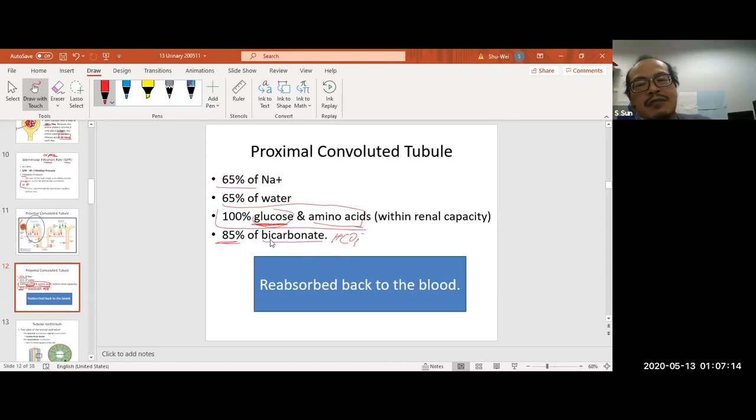We probably didn't really think about it, but bicarbonate is also considered a valuable substance in our body, because our body needs a buffer system, and the major buffer system in our blood is bicarbonate. So we need it in our blood to serve as a buffer system to maintain our body's acidic level. So bicarbonate will be reabsorbed as well.